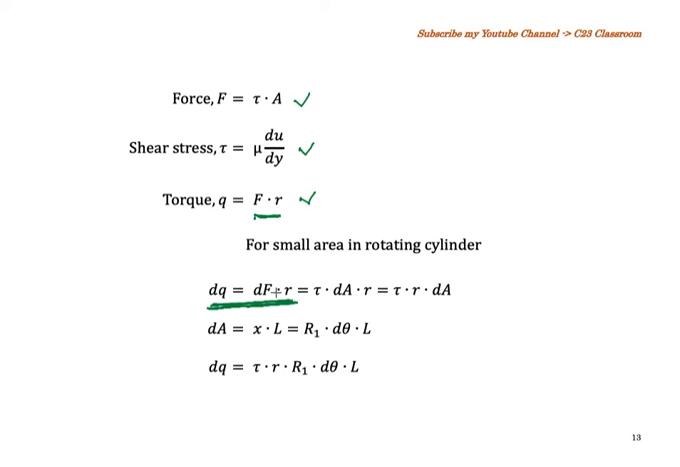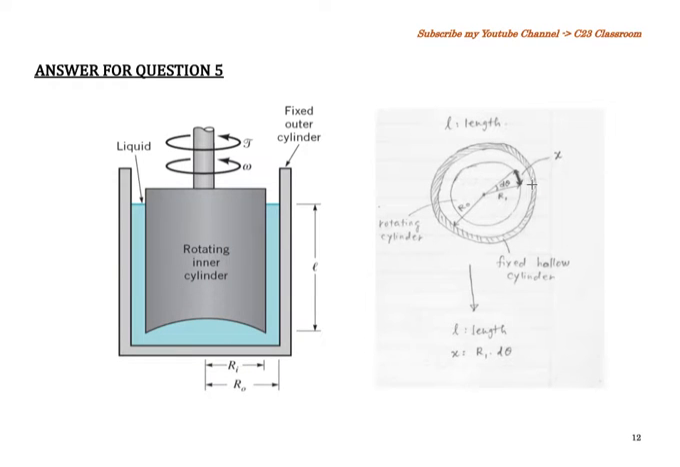The small torque comes from the small force times r. We could substitute the value of dF according to this equation, so we could write tau dA times r. This r is the same r here. Then we could rearrange the equation and write dT equals tau r dA. Next, we need to determine what dA is. According to the diagram here, dA means the area of this small piece. If we draw in 3D and take only the small area here, it is the area of this one.